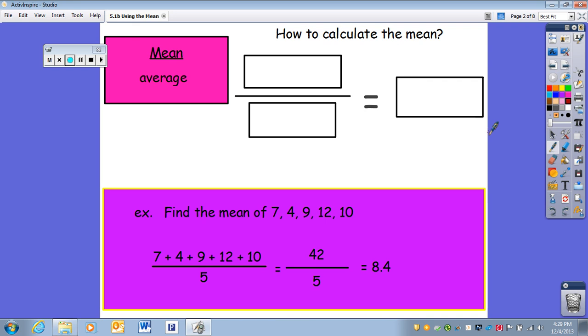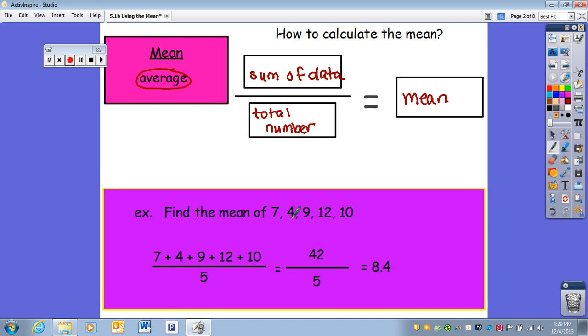So, to review, remember that the mean is the average. This is found by adding together all of the data, so that would be the sum of the data, and when we add the data together, we divide by the total number of pieces of data that we added together. And when we divide those, we get the mean, which is called the average.